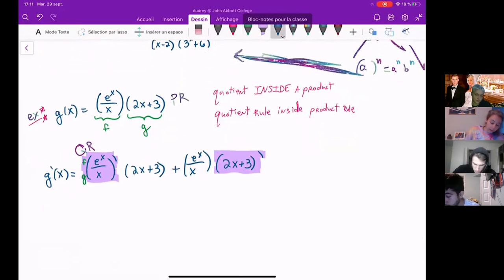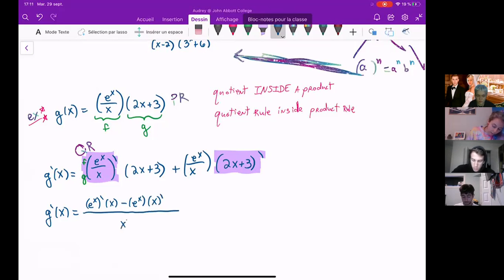So then this is going to be two more steps. G prime of x, I've identified my f and g for the quotient rule. So now I'm just going to immediately plug it into the quotient rule formula. The derivative of the top times the bottom minus the top times the derivative of the bottom, all divided by the bottom squared.